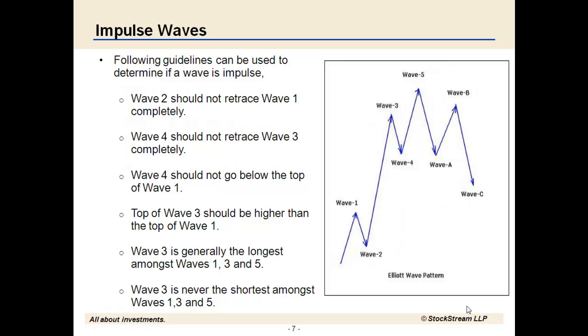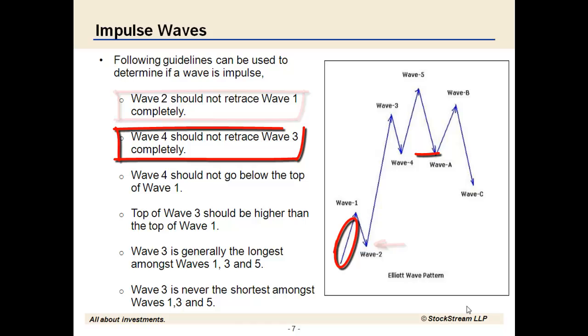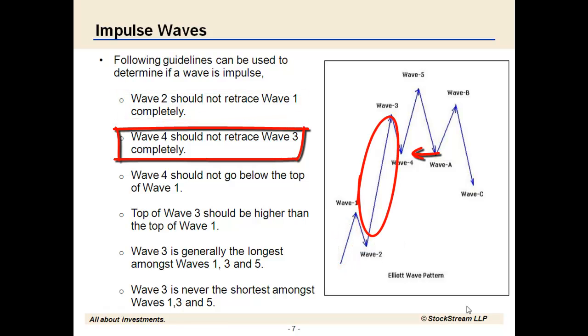An impulse wave follows each of the following rules. If any of these rules is violated, then the wave structure is not impulsive and the wave count needs to be reevaluated. The rules are as follows. Wave 2 only retraces a fraction of wave 1. Wave 4 only retraces a fraction of wave 3.